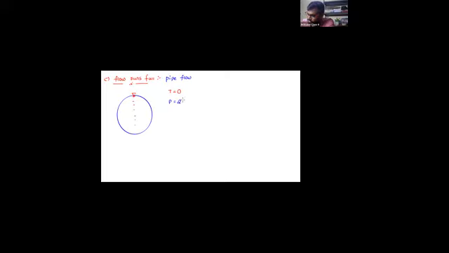And as it runs full, then what is the wetted perimeter? Wetted perimeter is nothing but 2 pi r. What is area? Pi r square, because it is running fully. Then what is the hydraulic depth? The hydraulic depth means A by T, which is going to be infinity.